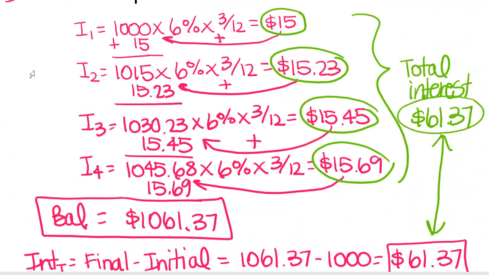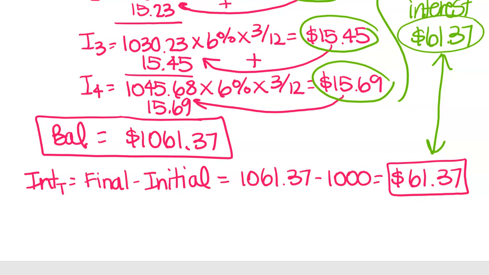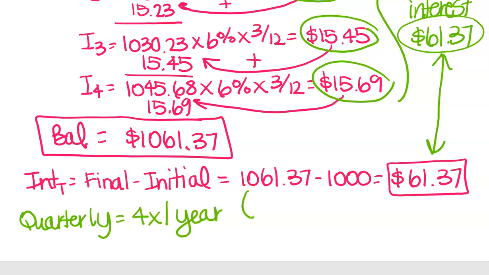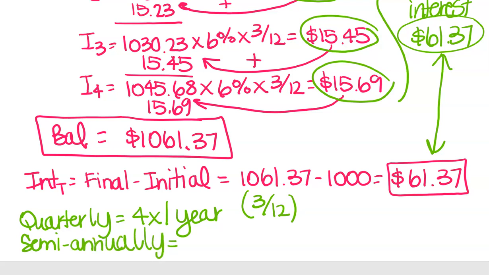Remember that, here, let me go down a little bit. Quarterly is 4. So the time period would be 3 out of 12. Semi-annually would be 2 times per year, or 6 over 12 for the time part of it.